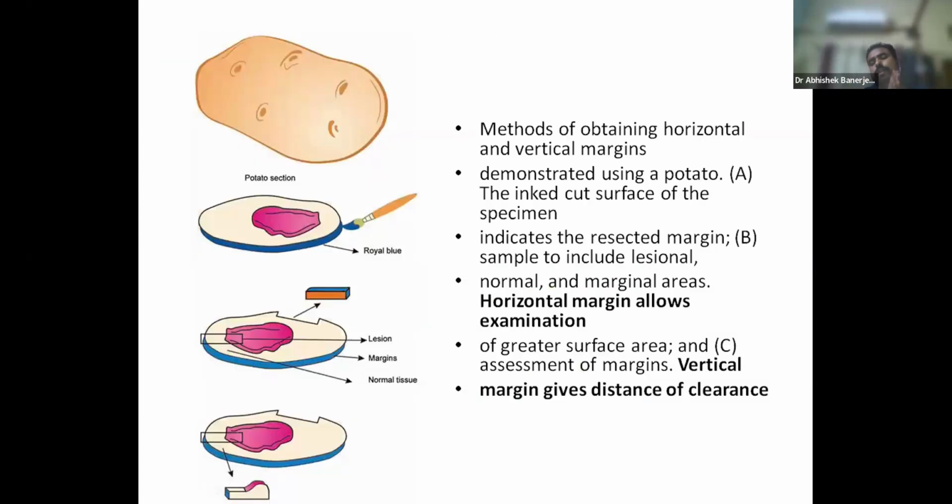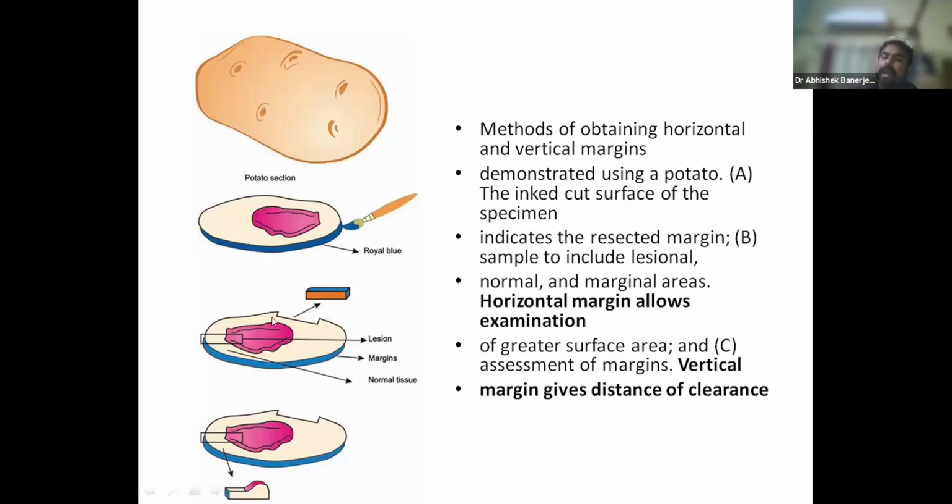This is one more photograph taken from one of the publications from MS Ramaiah Dental College. Very good review article. I will give that in the group too. It tells how, with the potato, they have done this schematic. They first aimed at the tumor portion, and this is how they took it out. So this is the lesion proper, this is the margin, and this is the normal tissue. These are the methods of obtaining a horizontal and a vertical margin. The horizontal margin allows the examination, and the vertical margin gives the distance of the clearance.